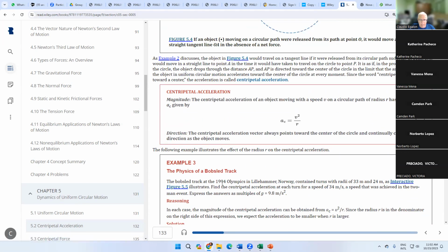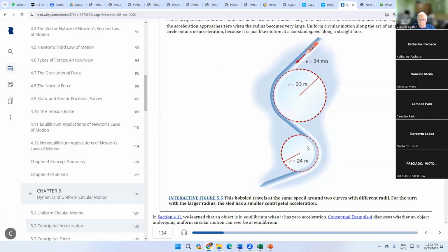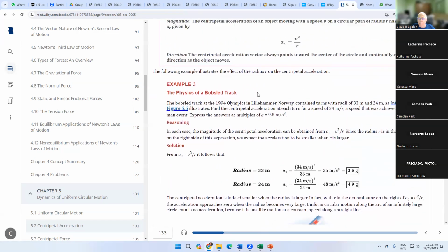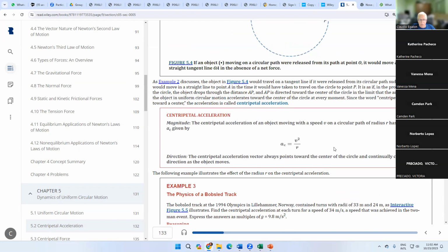The bobsled track at the 1994 Olympics in Norway contained turns of radii 33 meters and 24 meters. Okay, 33 meters is this one. Where's the 24 meters? That's the 24 meter here. Bobsled, right? Find the centripetal acceleration at each turn for speeds of 34 meters per second, a speed that was achieved in the 2-man event. Okay, so let's do this step by step here. Let's see if we can do that in 3 minutes.